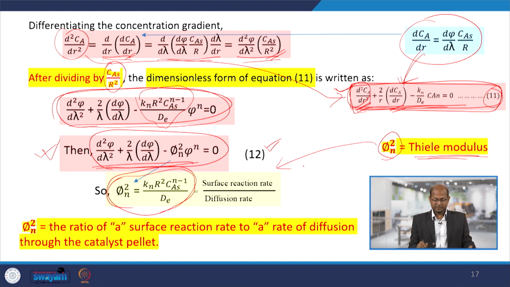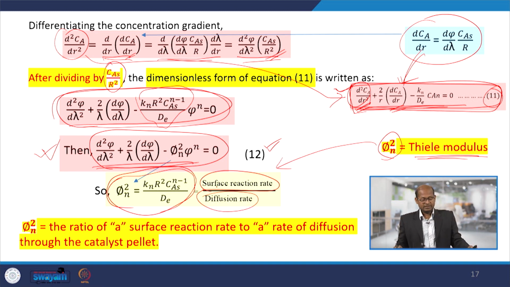Here the Thiele modulus is the ratio of the surface reaction rate to the diffusional rate. Okay. Surface reaction rate to the diffusion rate. So, we can express the Thiele modulus as the surface reaction rate to the diffusion rate.